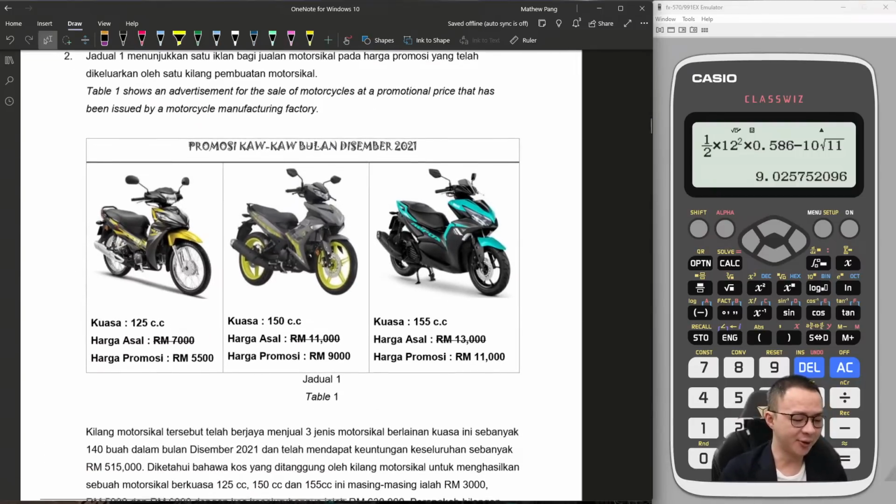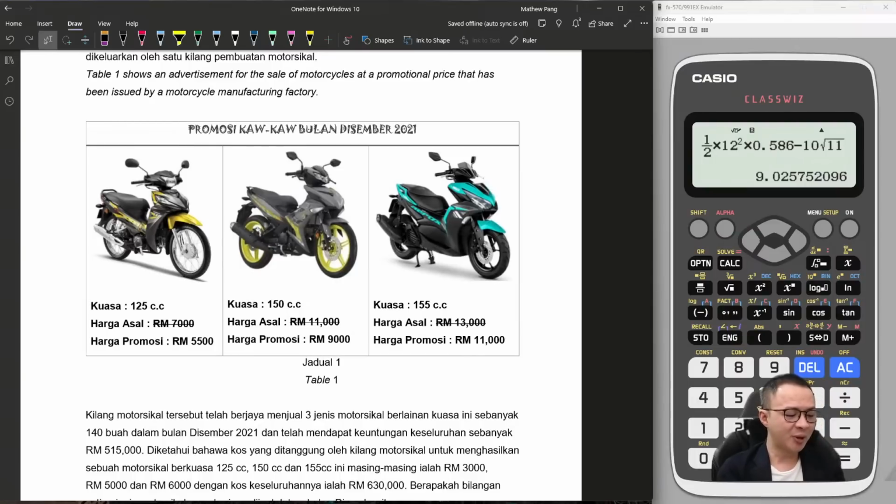This is system equation. Okay, Table 1 shows an advertisement for the sales of the motorcycle at the promotion price that has been issued by a motorcycle manufacturing factory. So you have some different types of motorcycle. I think this is way too cheap. I think real life should be slightly more expensive, right? But it doesn't matter.